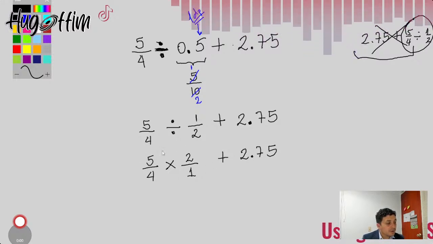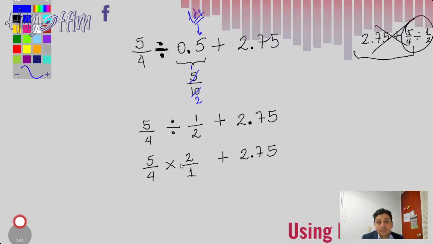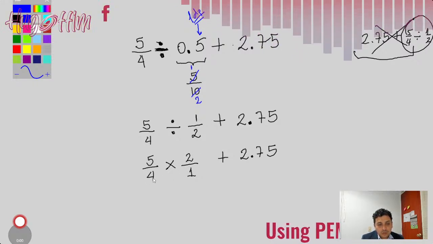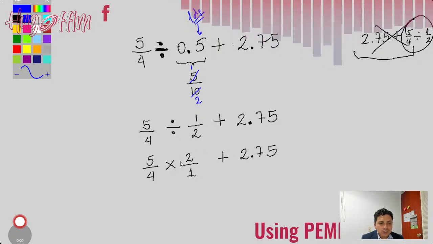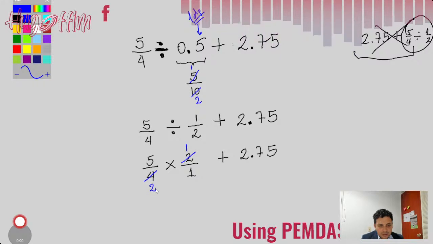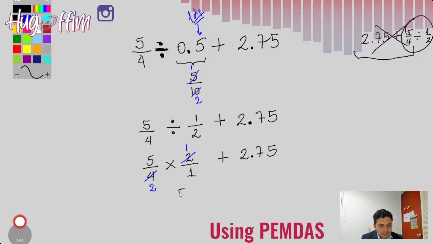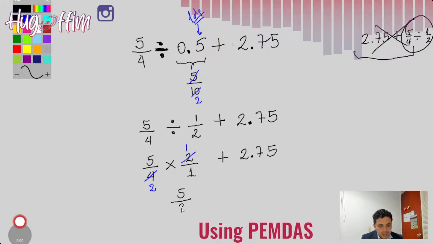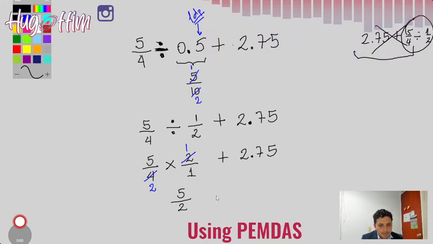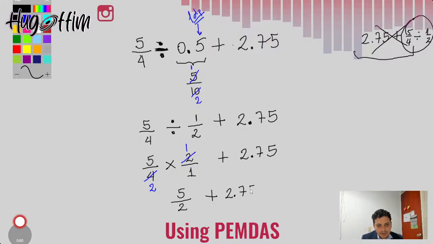Now I'm going to simplify this operation. 5 quarters times 2 over 1. Identify common factors. So I have a common factor here between 2 and 4. The common factor is 2. So I'm going to divide by 2 to get 1. Divide by 2 to get 2. And I'm going to multiply. 5 times 1 is going to be 5. 2 times 1 is going to be 2. Plus 2.75.